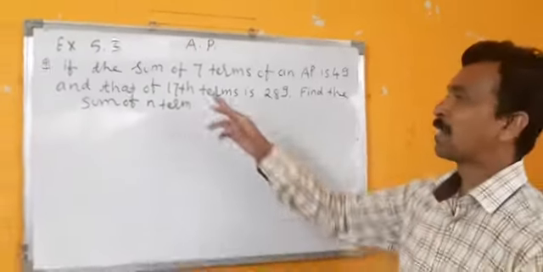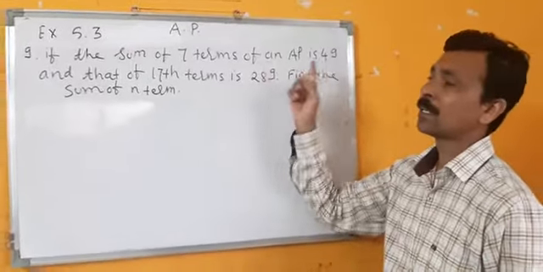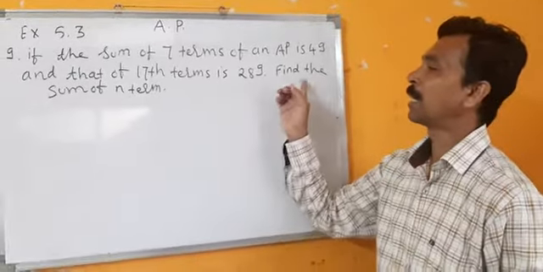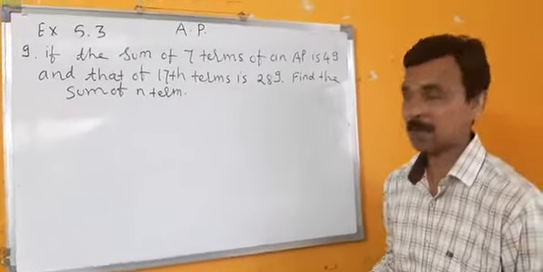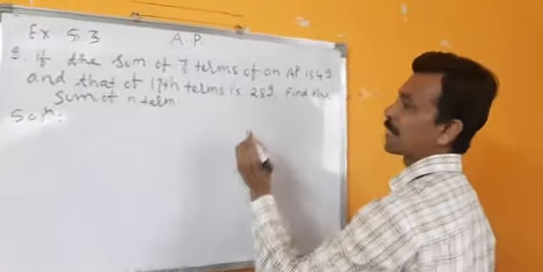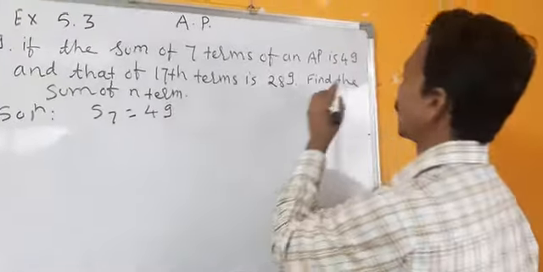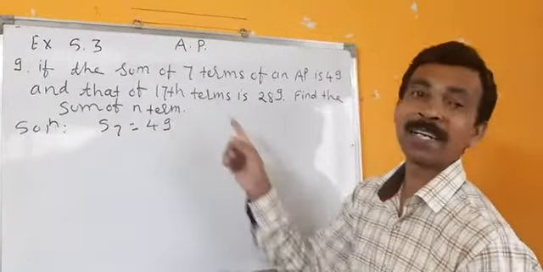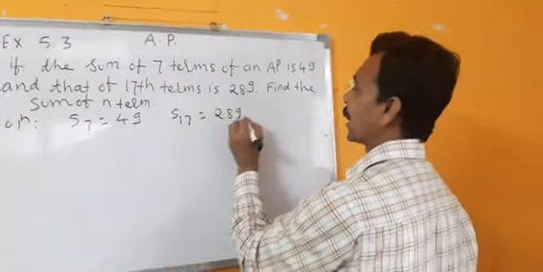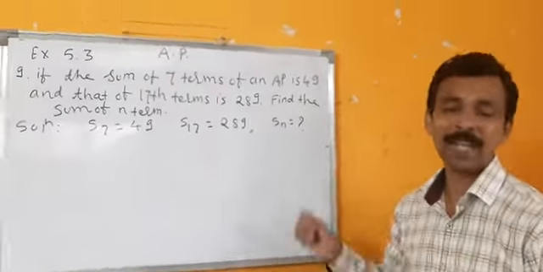Ninth sum. If the sum of 7 terms of an AP is 49 and that of 17 terms is 289, find the sum of n terms. So what is given here? Sum of 7 terms means S7 is given as 49, and sum of 17 terms means S17 is given as 289. We have to find the sum of n terms, meaning Sn.